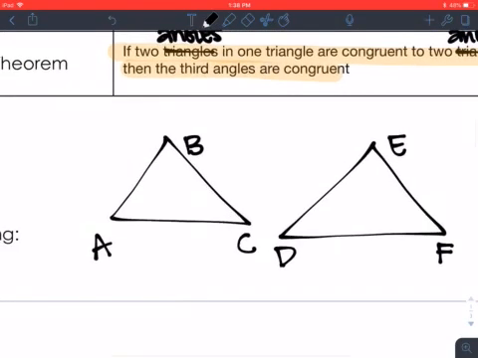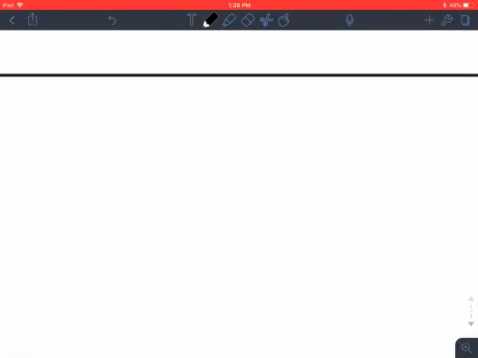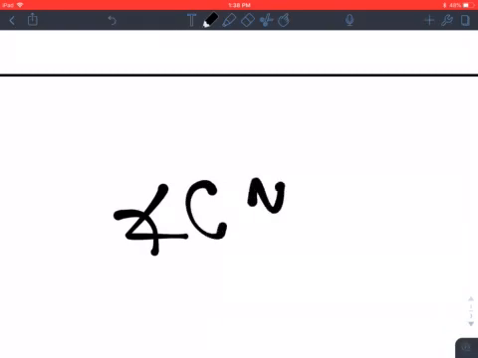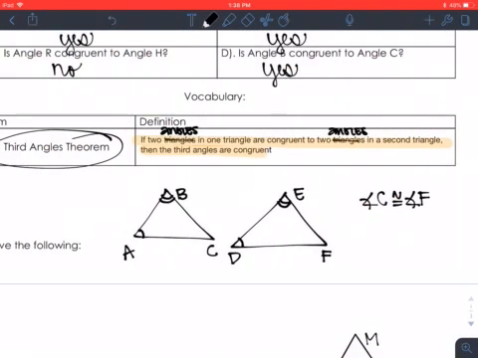What the third angle theorem says is if you know that angle A and angle D are congruent, and angle B and angle E are congruent, this is your given information. Your conclusion using the third angle theorem is that angle C is congruent to angle F, okay? Now, that should make sense to us. Let me just throw in some numbers here, all right?